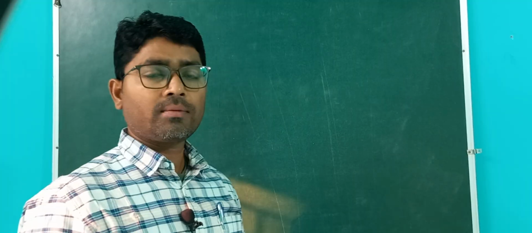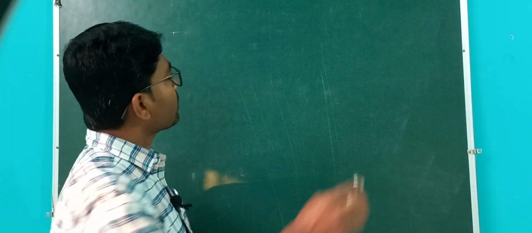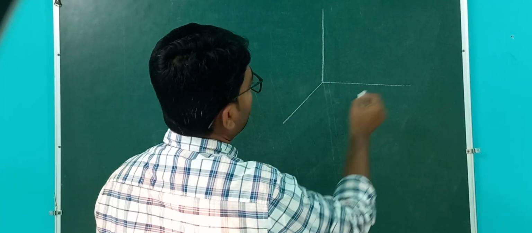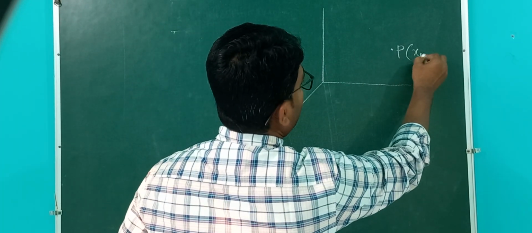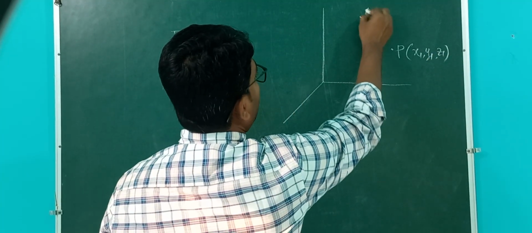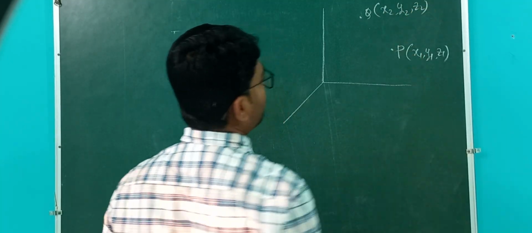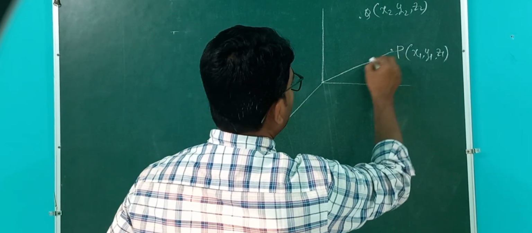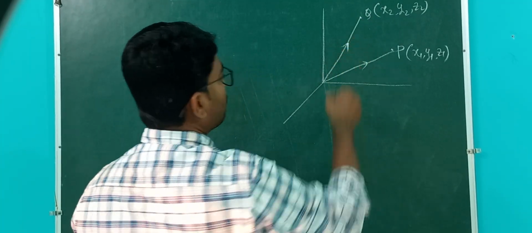Today we will discuss some problems on position vectors. Suppose this is point P whose coordinates are x1, y1 and z1, and this is a point Q whose coordinates are x2, y2 and z2. We know the position vector of P is OP and the position vector of Q is OQ.